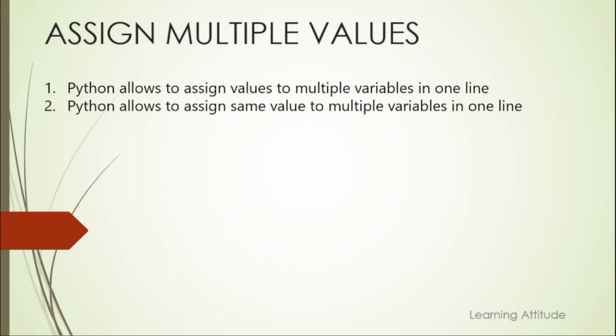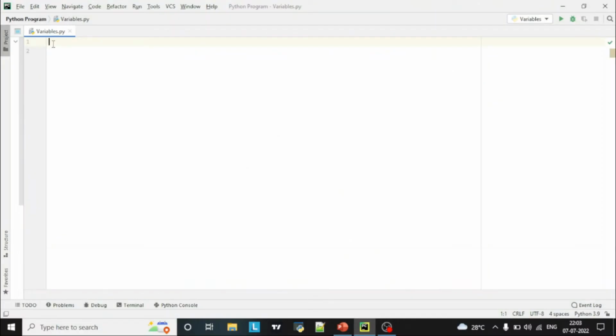Python allows you to assign the same value to multiple variables in one line. Here the meaning is, in the first example we saw multiple variables and multiple values, but in this we'll see the same value assigned to multiple variables in a single line. So let's see one example for this. In the previous example we saw multiple variables and multiple values. In this example we'll see multiple variables but a single value.